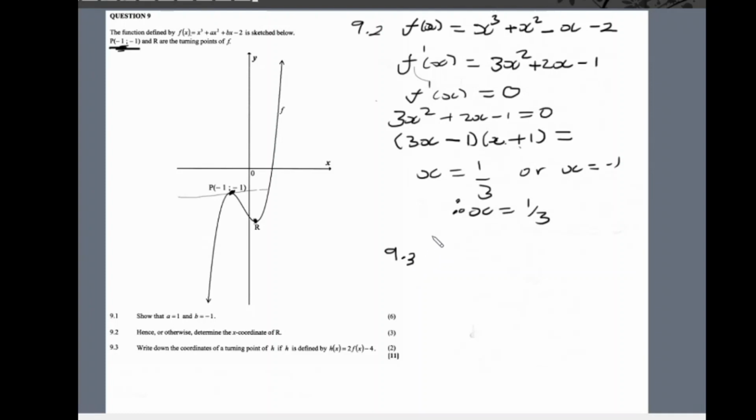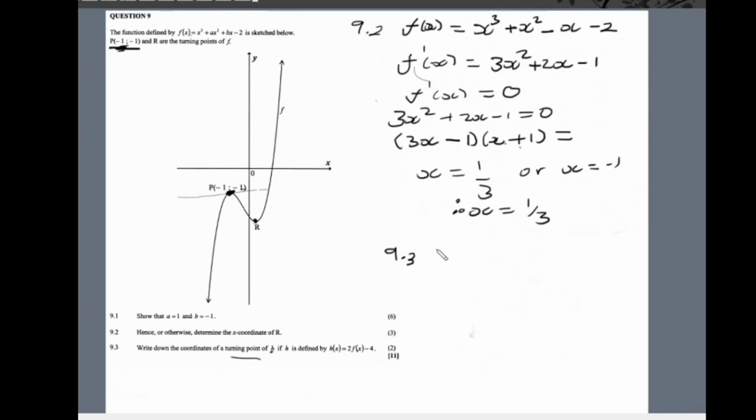And then 9.3, but write down the coordinates of the turning point of h if h is defined by h of x is equal to 2 times f of x minus 4, right? So I have this turning point of f, right? So they want me to calculate the turning point of h by multiplying the turning point of f by 2 and shifting it 4 units down. I can determine the turning point of h, right?